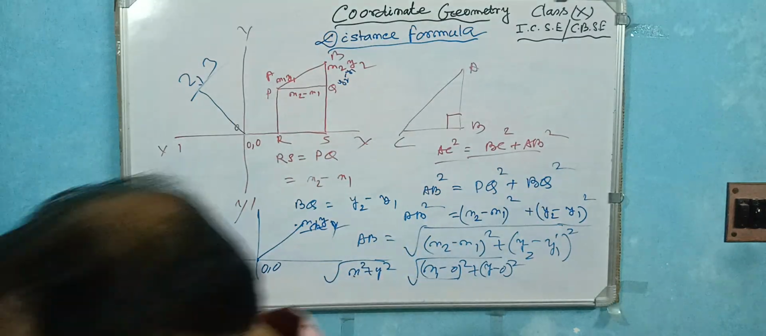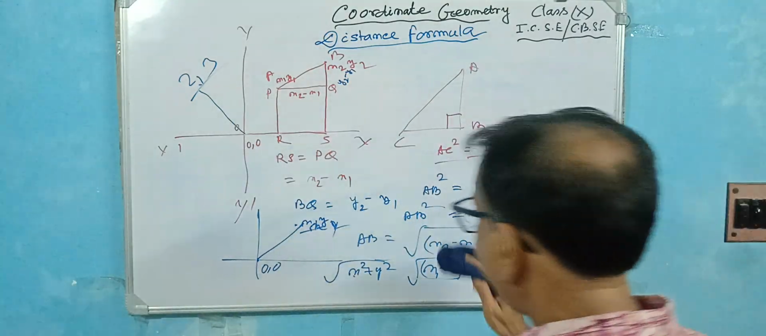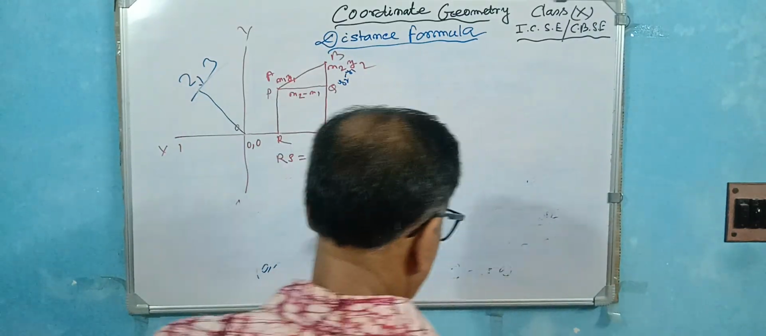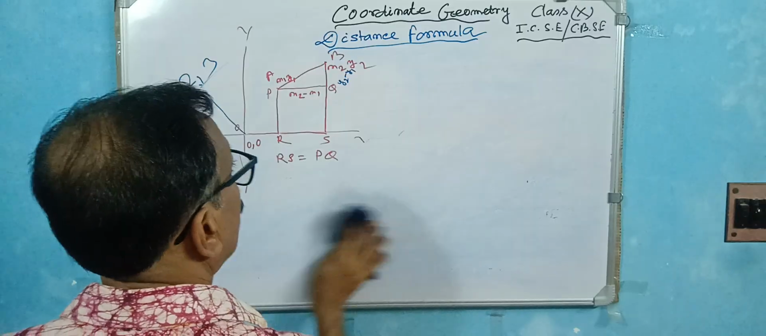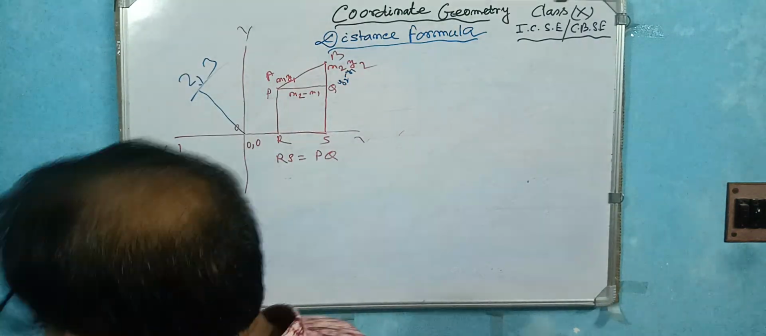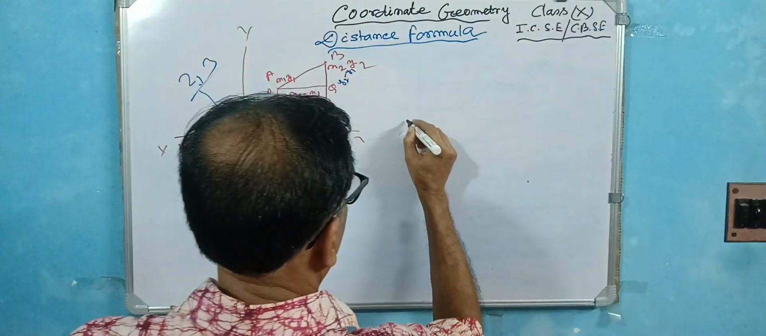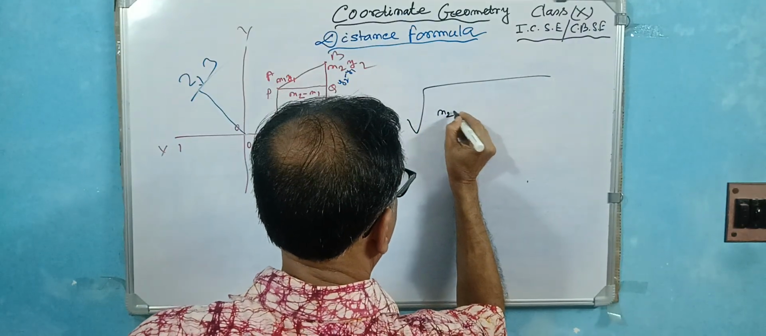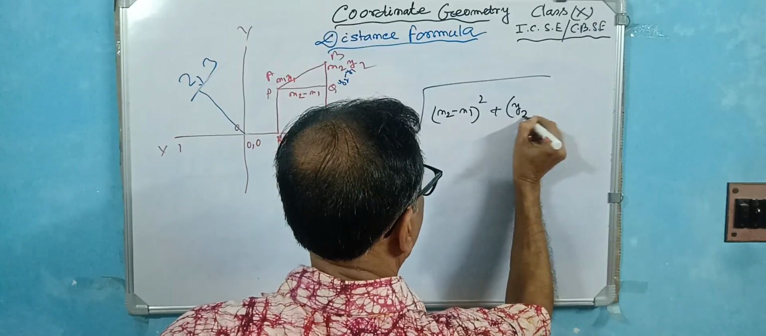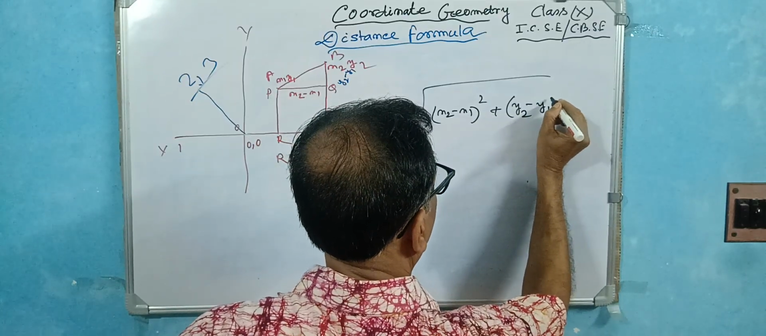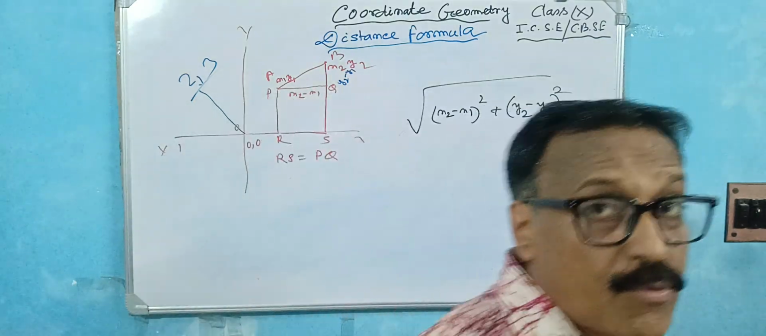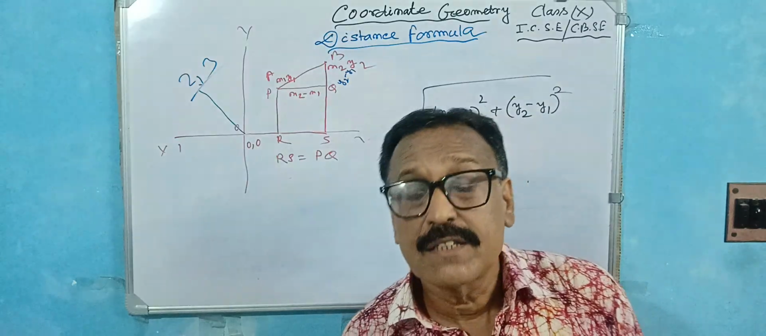Suppose here, so what did you learn? What is the distance formula? Distance formula is this: root over of x2 minus x1 whole square plus y2 minus y1 whole square, where (x1, y1) and (x2, y2) are the coordinates of the two points.